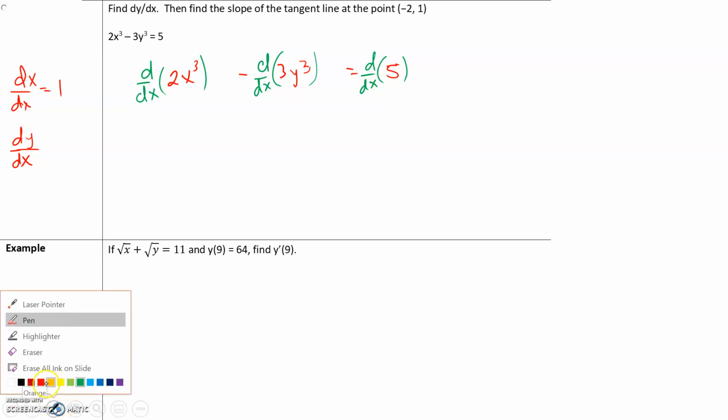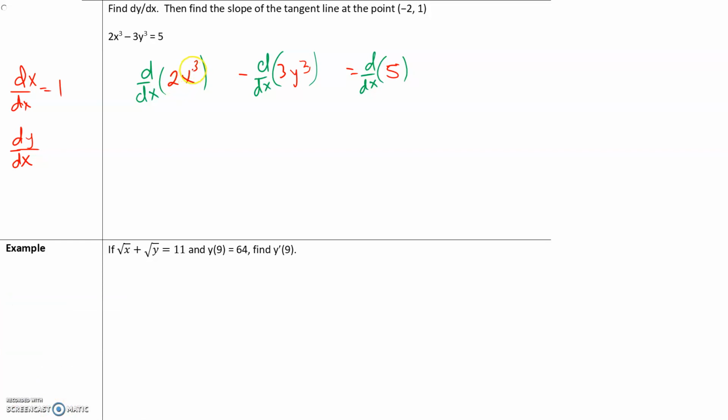Here we just use our normal rules of differentiating. 3 times 2 is 6. This gives us 6x squared. And then we have to figure out what happens with the d/dx term. So imagine we are adding an x to it. dx over dx is 1, so there's nothing left over.